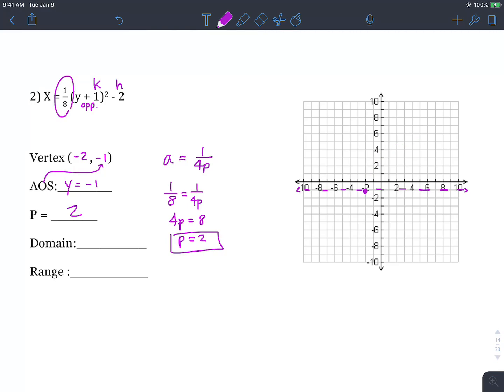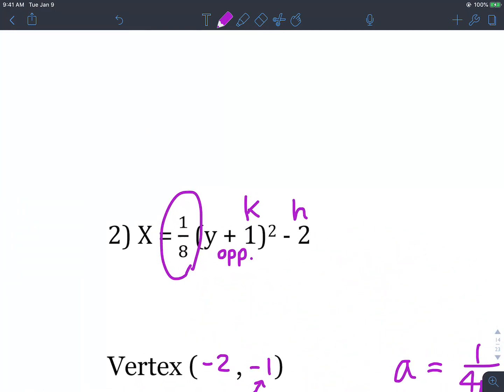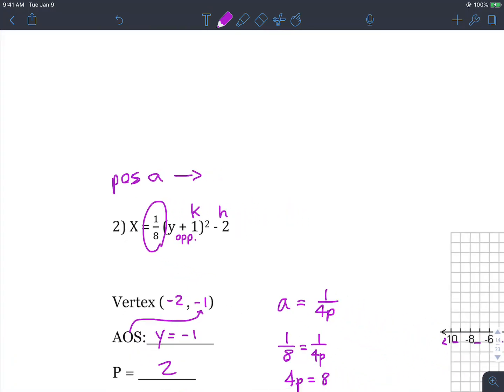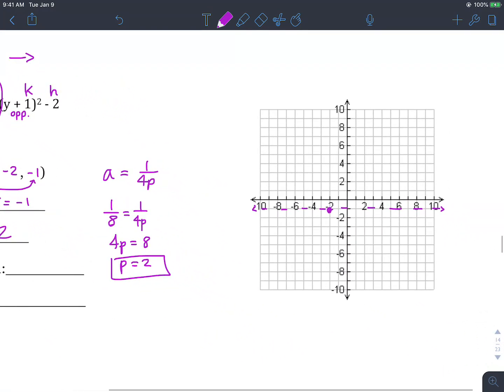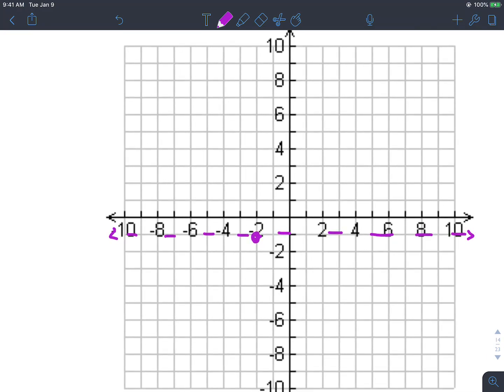And in this case here, x is positive. So positive A here means it opens towards the right side. So we're going to go ahead and plot a few points here. So 2 units away from your vertex, here's your vertex, I'll label that V. 2 units away is your focus.